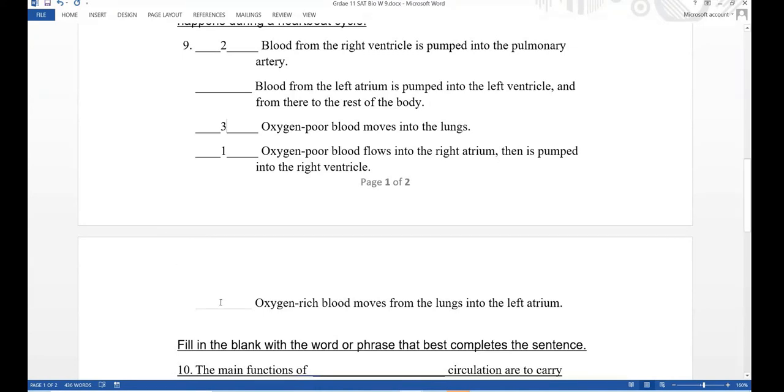Okay, then step number 4 takes place, which is oxygen-rich blood moves from the lungs into the left atrium. Okay, then finally, blood from the left atrium is pumped into the left ventricle and from there to the rest of the body. So the order for question number 9 is 2, 5, 3, 1, 4.